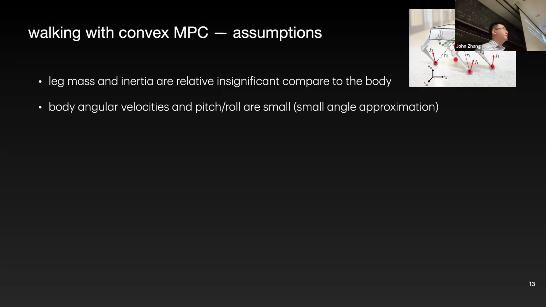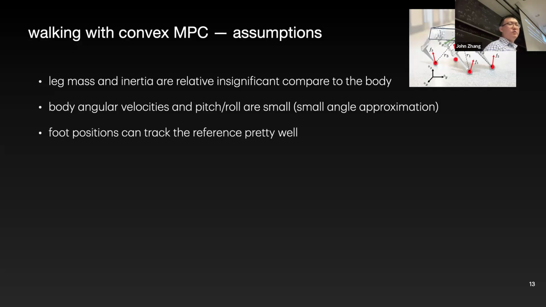And number two, to make the problem linear and convex: the single rigid body model is still a nonlinear model. You have to do a linearization similar to a quadrotor, where you assume the small angle approximation and take a single linearization for your floating body model. That's what makes the problem convex, and you can solve this with just a QP.